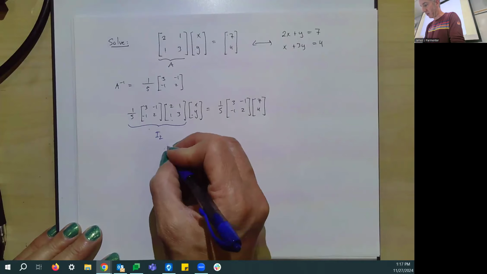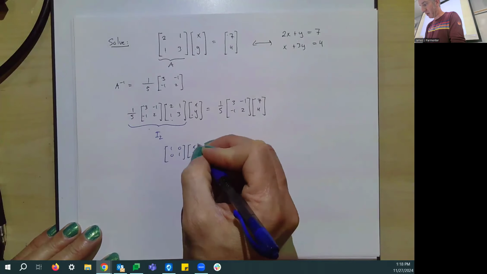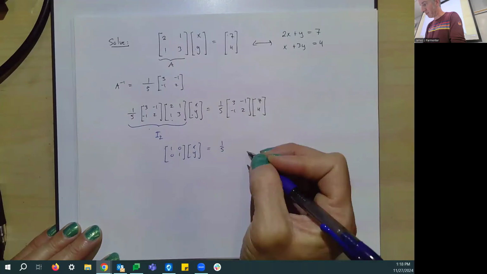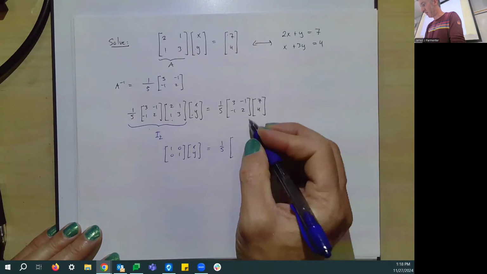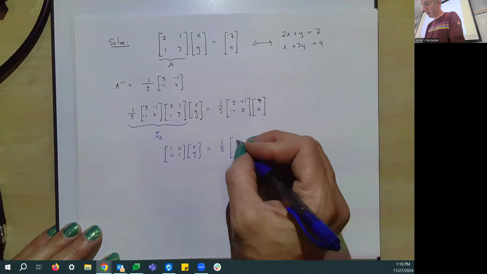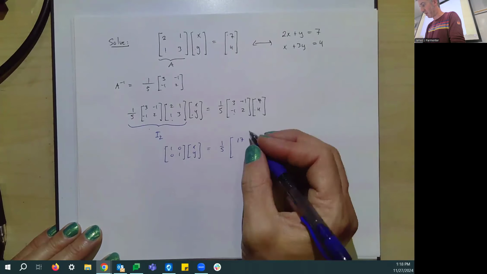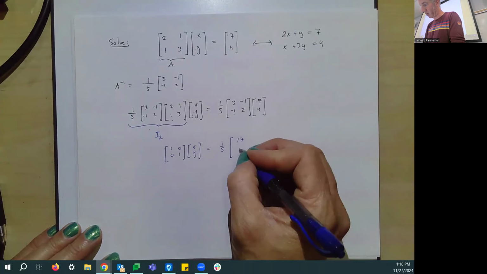So I'll write that out. So 1001 times xy equal to 1/5 times, let's multiply this out. 3 times 7 is 21, minus 4 is 17. And -1 times 7 is -7, plus 2 times 4 is 8. So -7 plus 8 is 1.